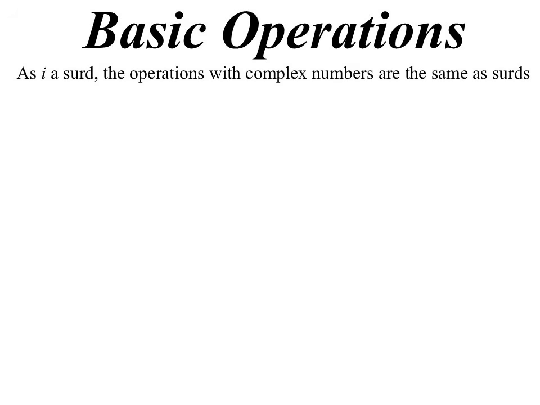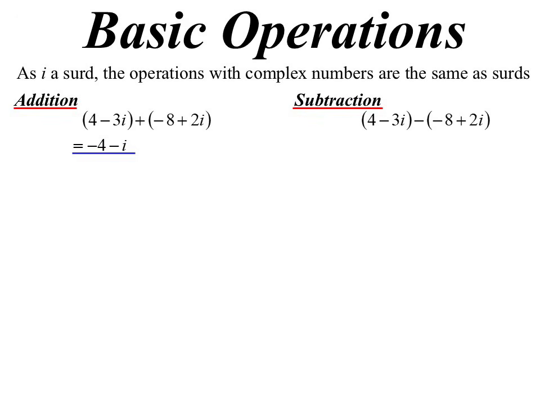Well, how do we play with these new numbers? Basic operations. And as I said before, it's simply a surd. And we know surd arithmetic. We know how to handle surds, so we already know how to handle our complex numbers. So addition, you could think of it like surds. You could also think of it just like algebra. Add like terms. So minus 4 minus i. Subtraction, again, it's just like algebra.